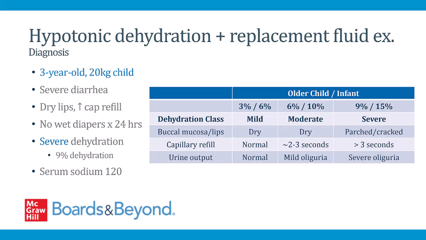Here we have a 3-year-old 20-kilogram child with uncontrolled diarrhea for 2 days, only drinking water, with dry cracked lips, delayed cap refill, and no wet diapers for 24 hours. Based on his physical exam, you determine that he is severely dehydrated at approximately a 9% dehydration based on the signs of severe dehydration in a child. The serum sodium levels are 120, categorizing this patient as having hypotonic dehydration.